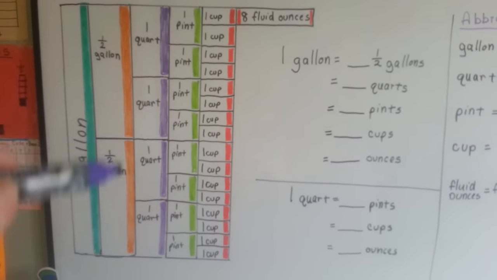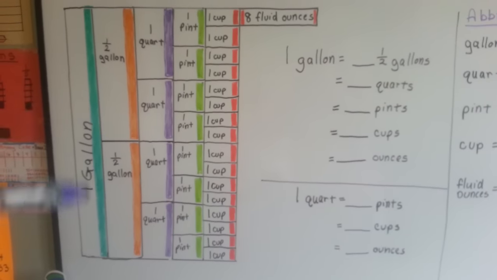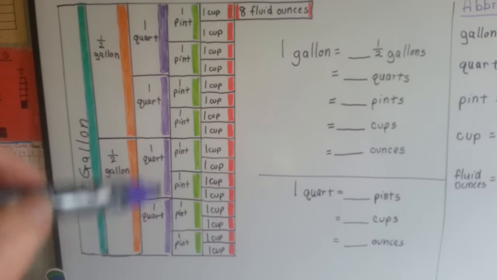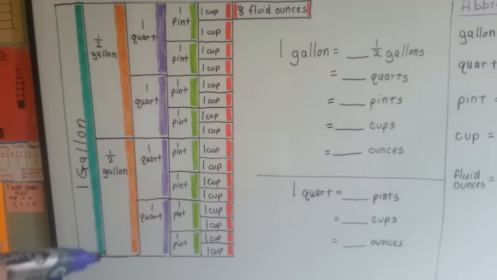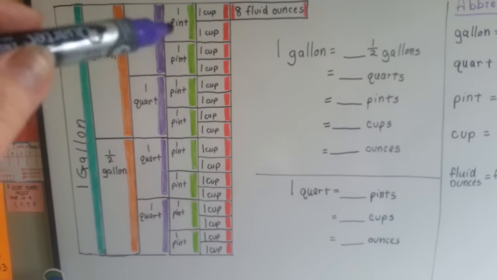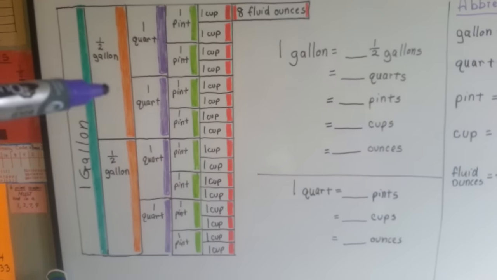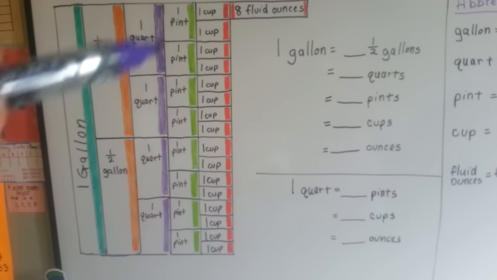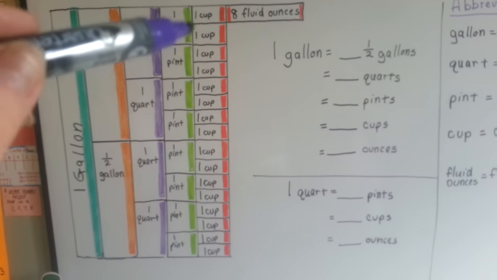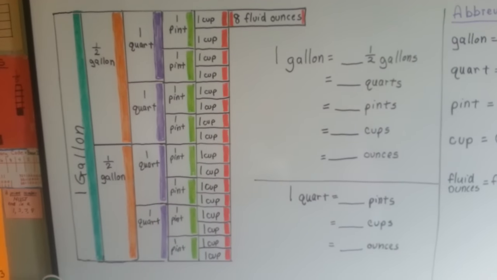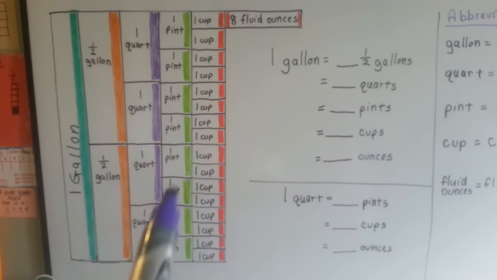It takes 2 orange half gallons to equal 1 whole gallon. It takes 1, 2, 3, 4 quarts to equal a whole gallon, or 2 of them for a half gallon. 4 pints is a half gallon. 8 pints is a whole gallon. Can you see that? 2 pints is a quart. 2 cups is 1 pint. And each cup is 8 fluid ounces. So can you see how these are all broken up?